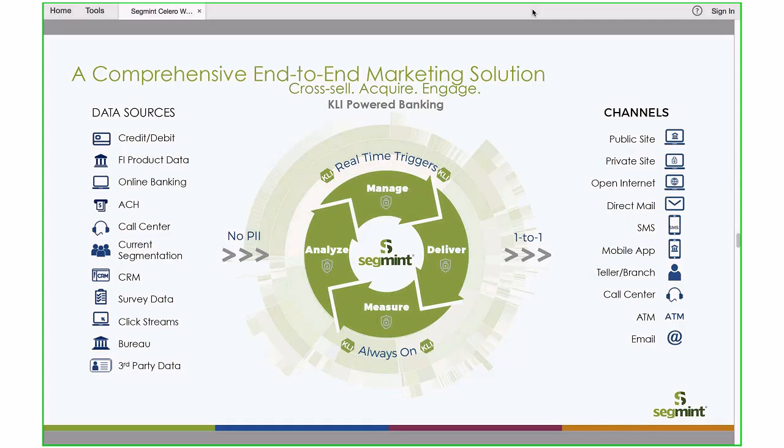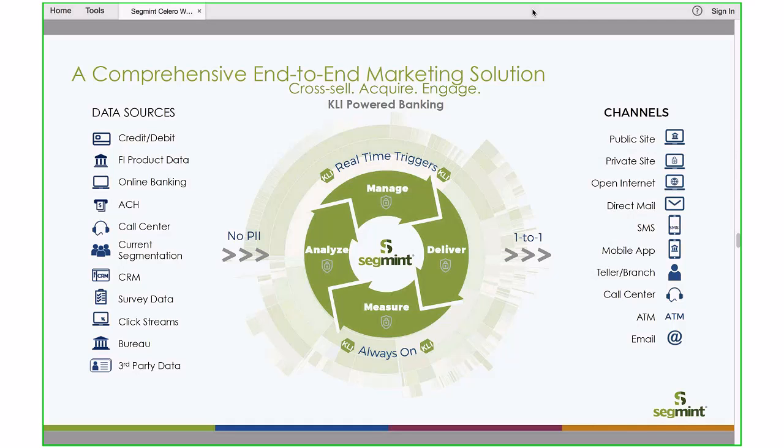But you see that no personally identifiable info, arrows indicating that the data is ingested. We assign the real-time triggers that I mentioned, the key lifestyle indicators, and then we can deliver to all of the channels that you see on the right. And it's important, again, to note, and this will come to life when we get into the environment, that these messages are delivered on a one-to-one basis. There's no more blanketing messaging hoping you find the right individuals. You're now delivering them messages that are relevant to their lifestyles, based on the way they're interacting with your institution, the way they're living their lives, and the buying power that they have, in all of these channels you see on the right.